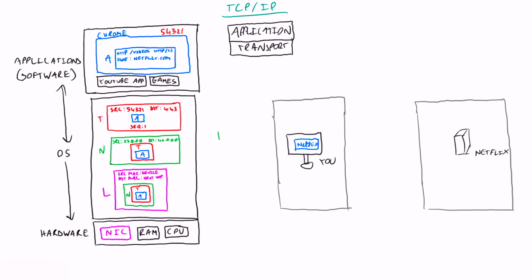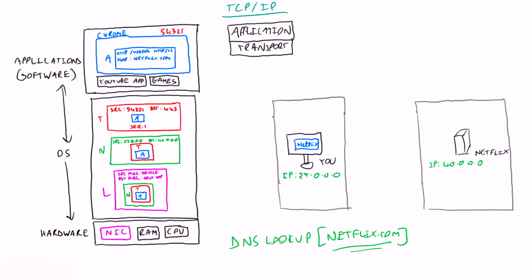So how is it going to get the IP address of Netflix, which has IP address 40.0.0.0, and we have IP address 27.0.0.0? Okay, how is the operating system going to get Netflix's IP? Because we already know our own IP. Well, it's going to do what's called a DNS lookup. And it's going to put in Netflix.com. It's going to take the domain name and output the IP address.